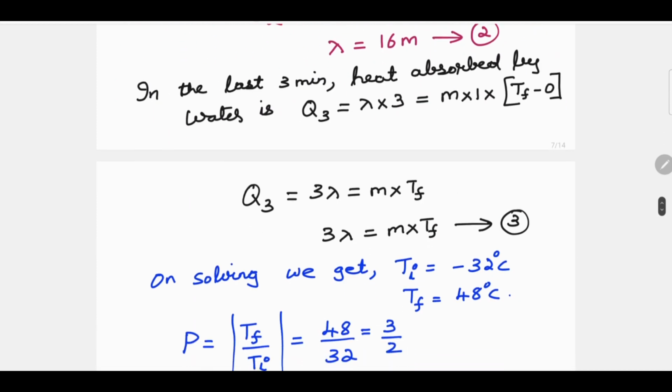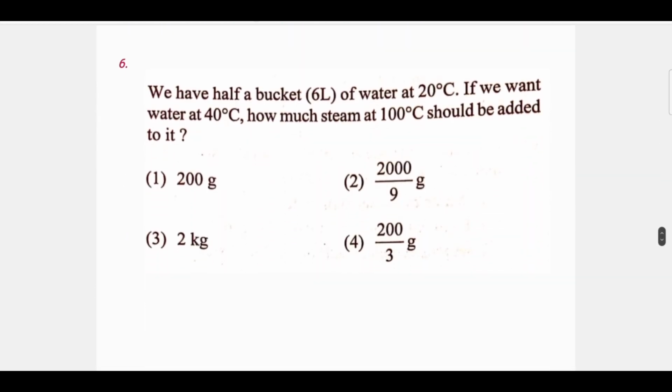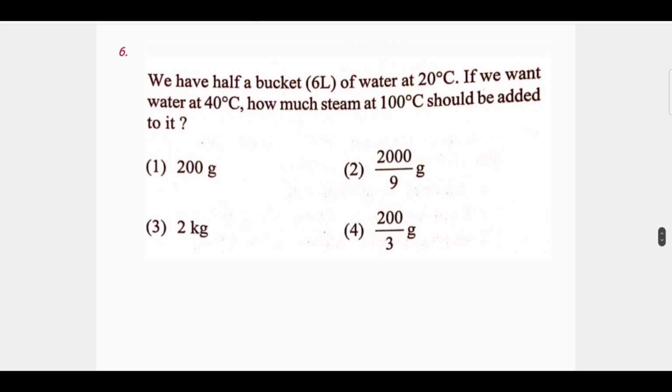Now we can look into the next question. Question number 6. We have half a bucket of water, 6 liter at 20 degrees Celsius. If we want water at 40 degrees Celsius, how much steam at 100 degrees Celsius should be added to it? So here it's clear that steam at 100 degrees Celsius is going to lose heat and water is going to get heat energy. It absorbs the same amount of energy. So heat lost by steam is equal to heat gained by water. That is the concept.